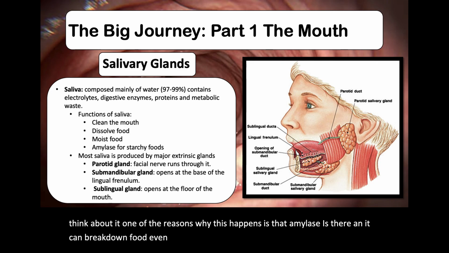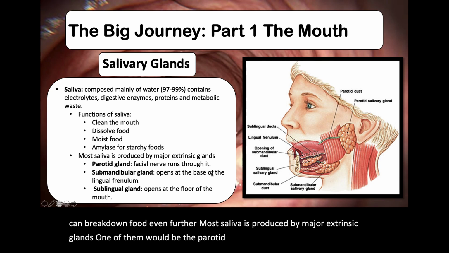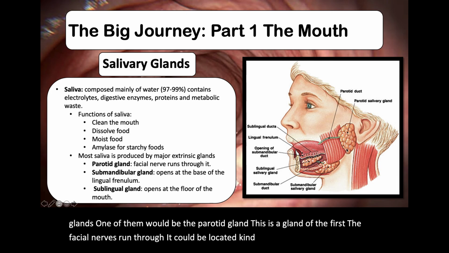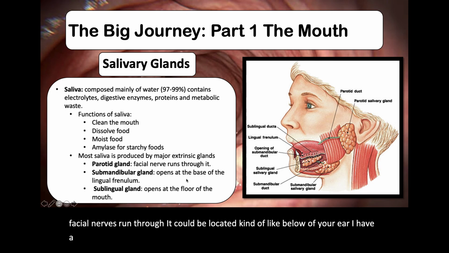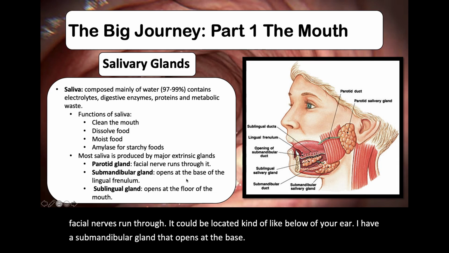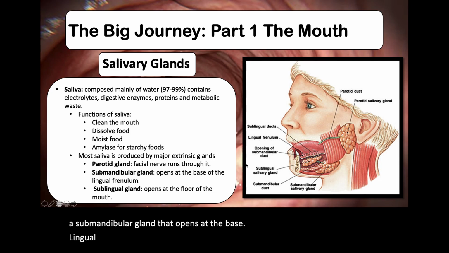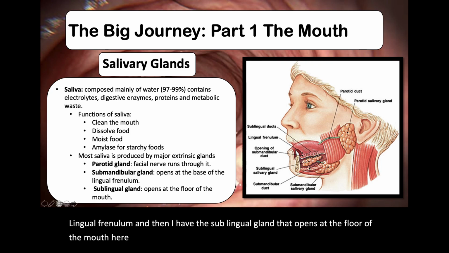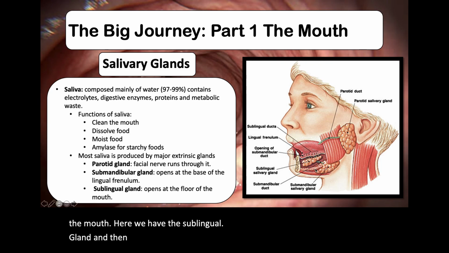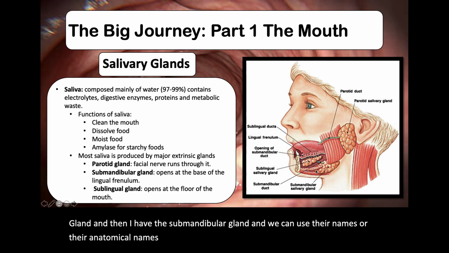Most saliva is produced by major extrinsic glands. One of them is the parotid gland. This is a gland that the facial nerves run through, located kind of below your ear. I have a submandibular gland that opens at the base of the lingual frenulum. And then I have the sublingual gland that opens at the floor of the mouth. We can use their anatomical names to find them if we are presented with a diagram or anything of the sort.